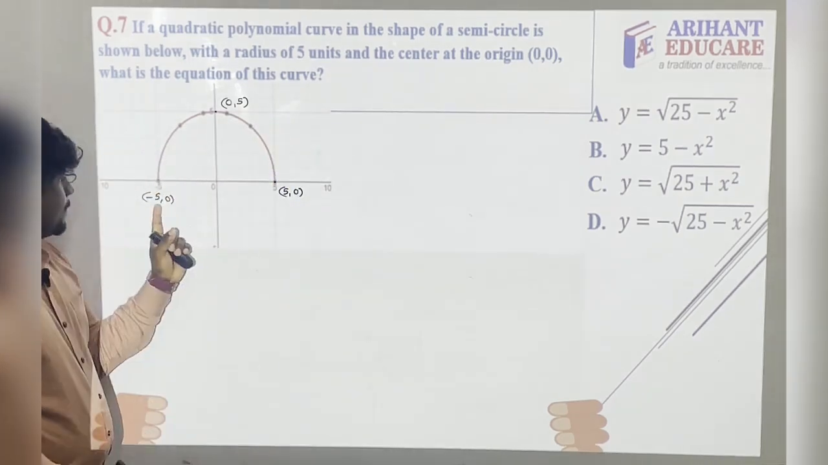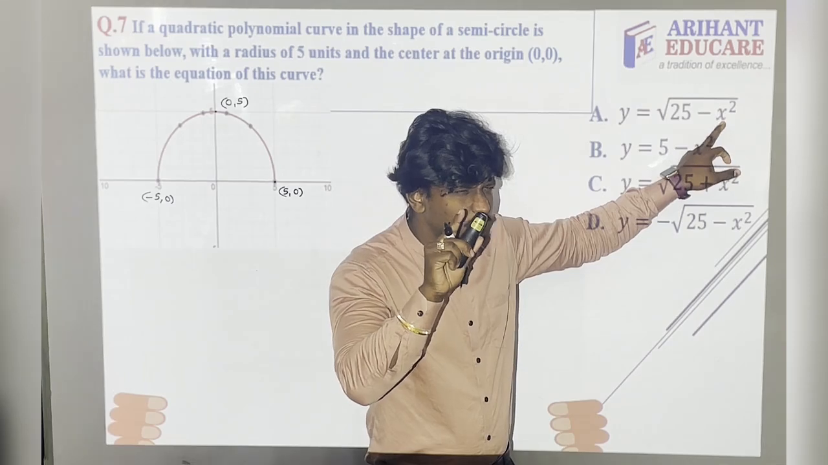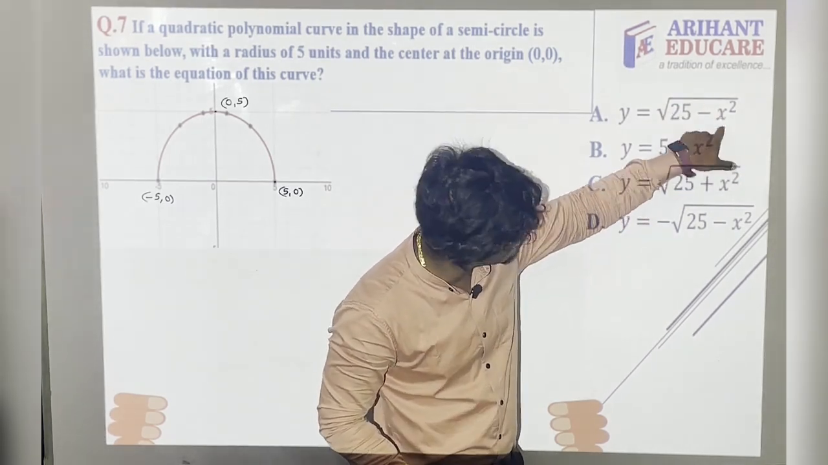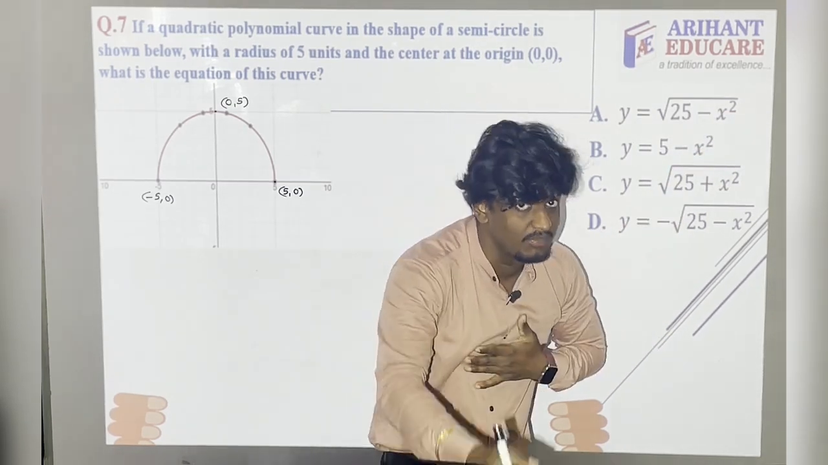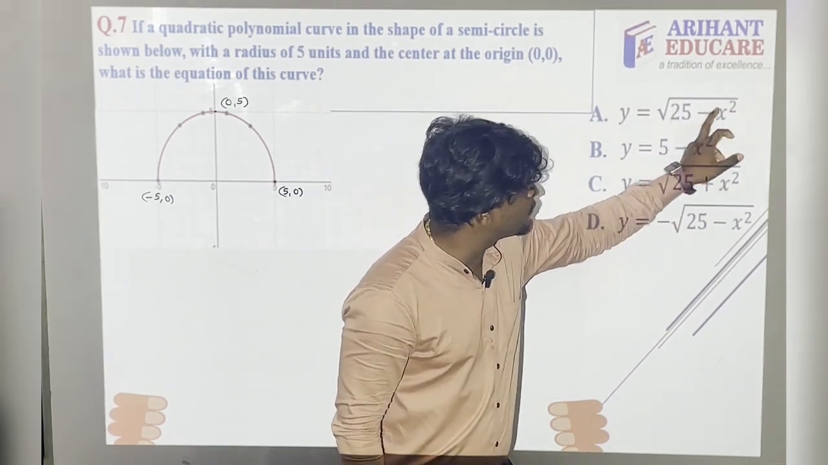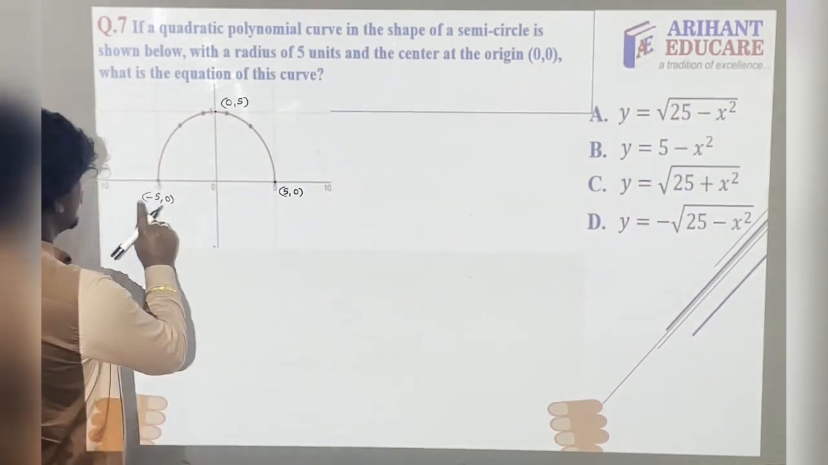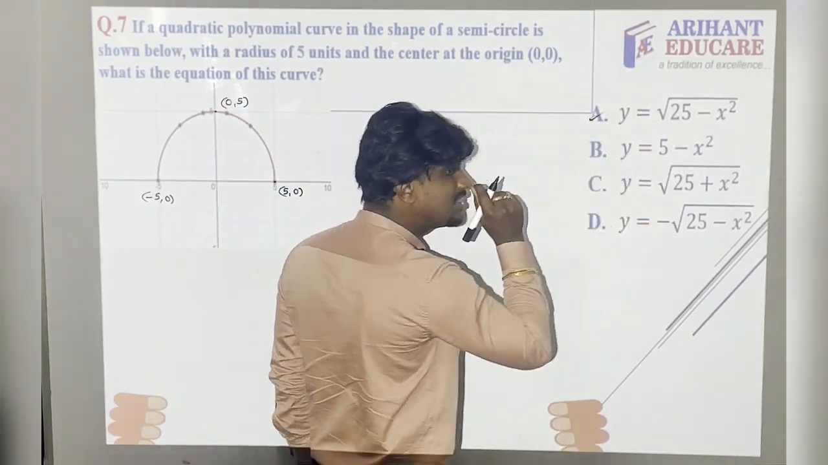Let's do the last check. Minus 5, 0. In place of x I have to put minus 5. Pay a little attention: minus 5 square is going to be 25, because negative or positive, a square is always positive. So 25 minus 25 gives me 0, and root of 0 is 0. So this is satisfying all three coordinates.